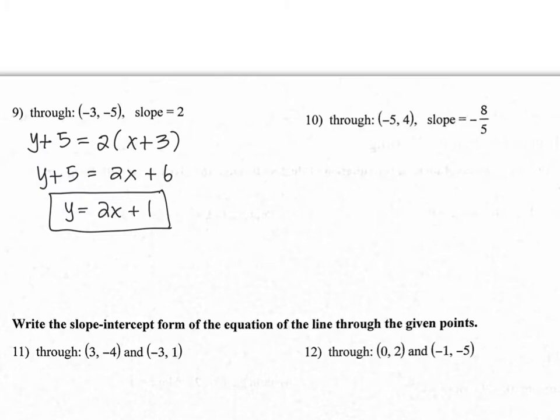And then number 10, this would be y minus 4 equals negative 8/5 times x minus a negative 5.